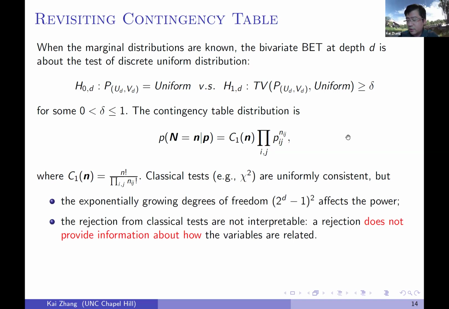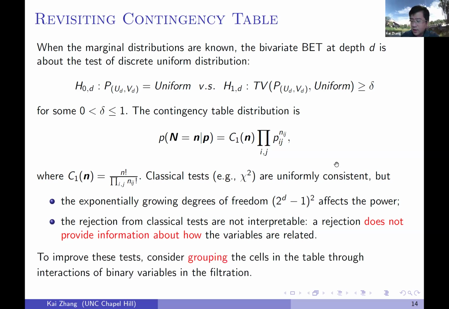First, the degrees of freedom of the chi-square test is (2^D − 1)^2. It's growing exponentially, and it's going to eventually hurt the power. The second drawback of the chi-square test is about interpretability. It's for practical purposes, right? The chi-square test can give you a very small p-value, and based on the small p-value, you can claim X and Y are related to each other. But this small p-value from the chi-square test cannot tell you how the two variables are related to each other, right? So the interpretability is not so clear. And what we are proposing to do is to improve upon these aspects through this binary expansion approach.